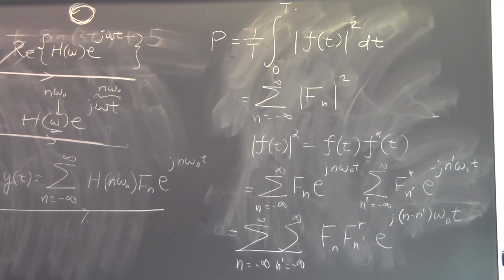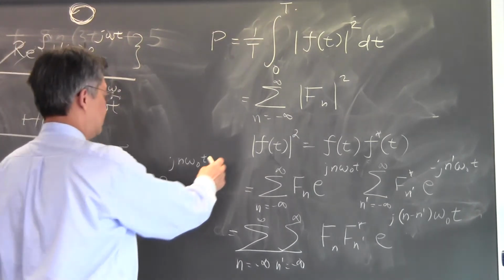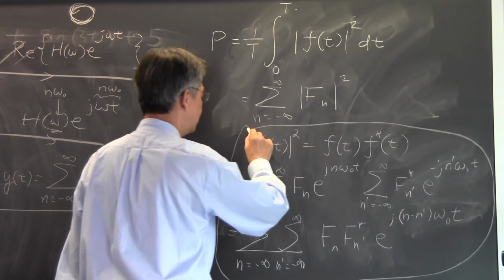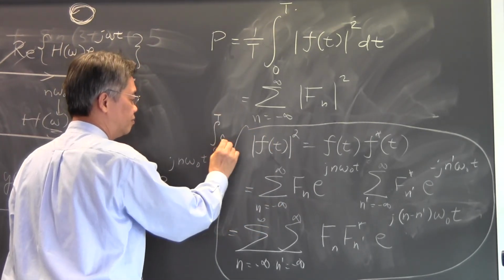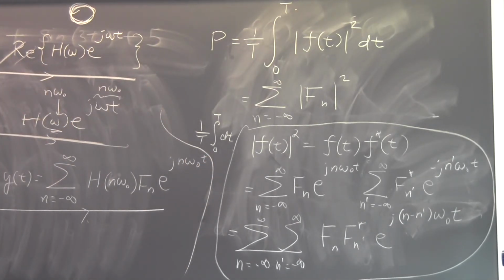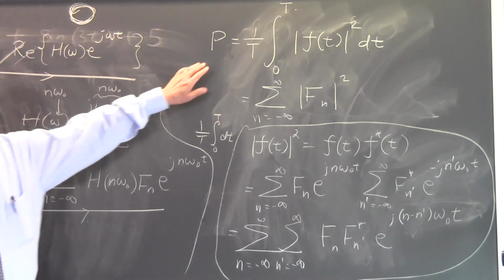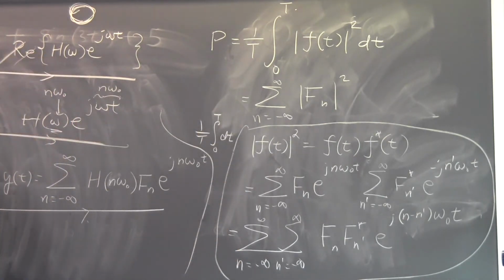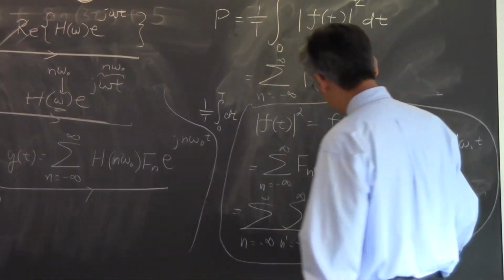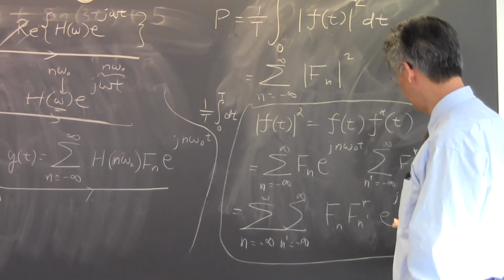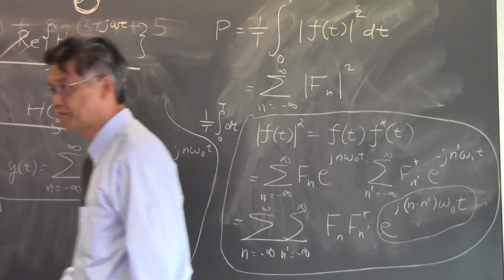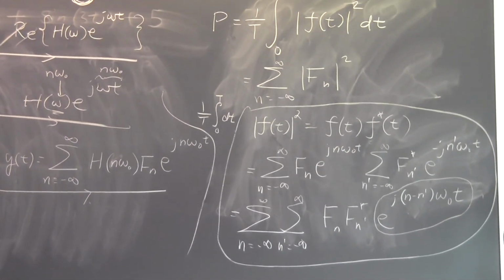Now I integrate both the left-hand side and the right-hand side, from 0 to capital T, and divide by 1 over capital T. The left-hand side, I will get this average power. What would I get on the right-hand side? On the right-hand side, this is the only function of t that I have to integrate. Without even doing my integration, when n equals n prime, what does it integrate to?